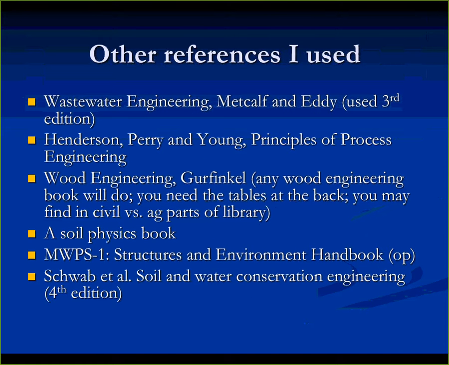Other references that I used during the exam were the wastewater engineering book. This has since been a 4th edition. Henderson, Perry, and Young, the Principles of Process Engineering. I used that for several problems. You need some sort of wood engineering book for the tables, the wood property tables at the back. So make sure you get some sort of book for that. I did use a soil physics book, not much, maybe for one problem. The Midwest Plan Service has an out-of-print publication, MWPS-1, the Structures and Environment Handbook, which I actually found useful, even though it's a little bit old.